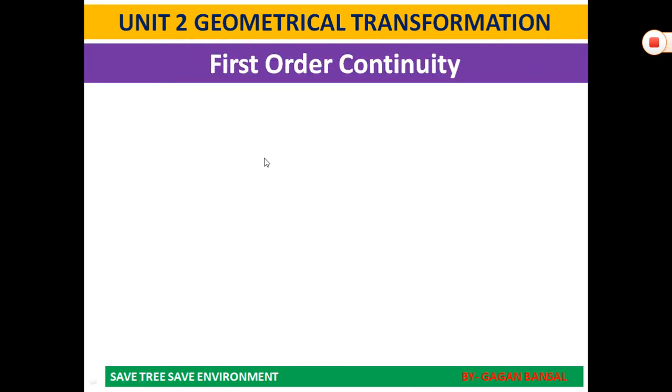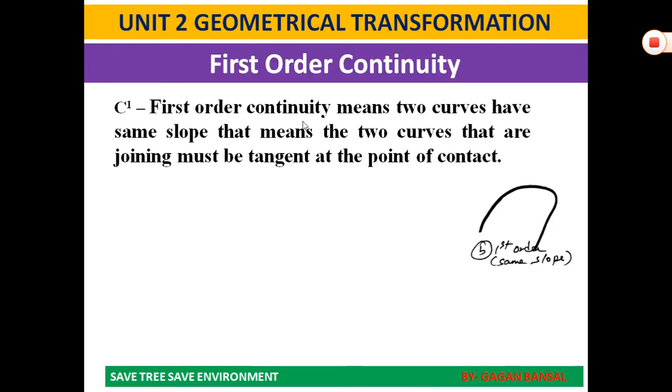Second is first order continuity. First order continuity means two curves have the same slope. That means the two curves that are joining must be tangent at the point of contact. C1 continuity means that the two curves that are meeting have the same slope, and it is the way of nomenclature: C superscript 1 for first order, and capital C superscript 0 for zero order. So that is the way it is denoted.